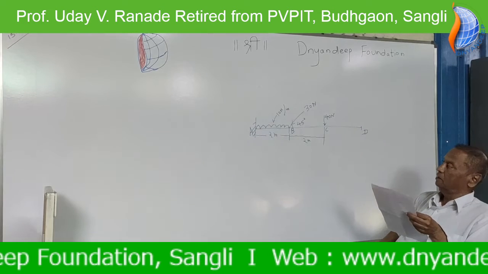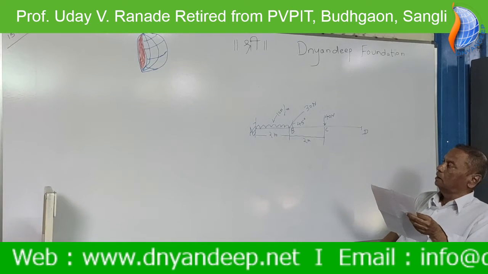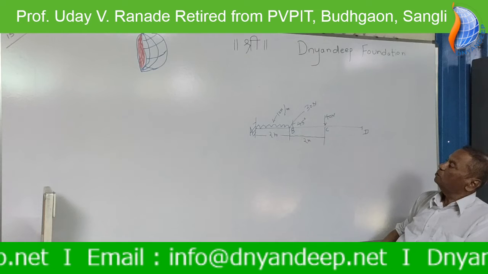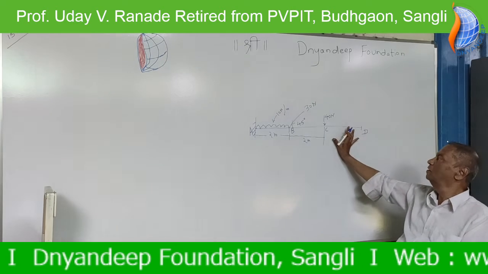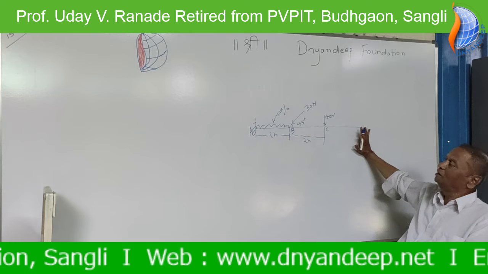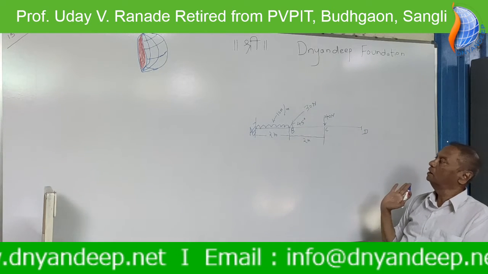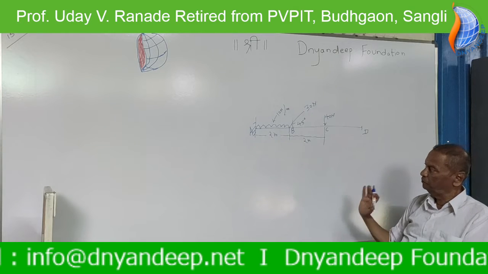The CD portion is free. Generally in these problems, students are accustomed to solving the problem as a simply supported beam, and they are confused. This part is free and there is no support here. So don't get confused. Stick to the principles, and if you stick to the principles, this problem is also simple.